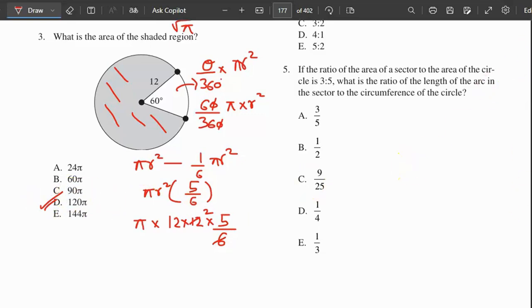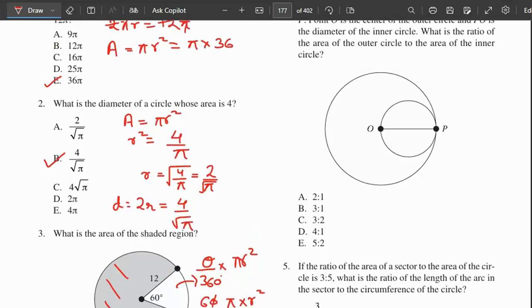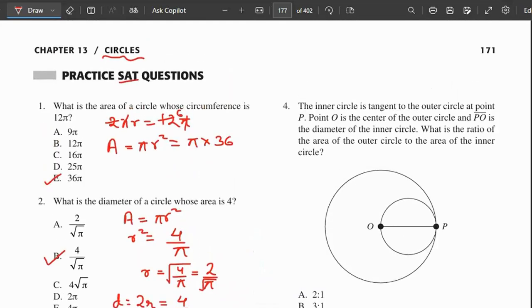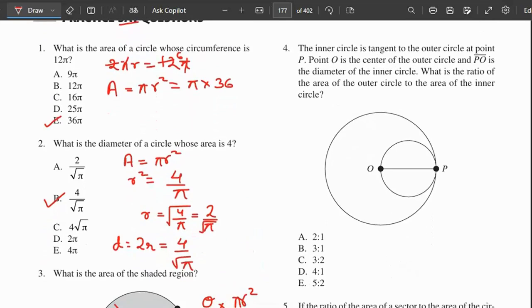Now the next question. Just a minute. Now in this question, the inner circle is tangent to the outer circle at a point P. Point O is the center of the outer circle and OP is the diameter of the inner circle. What is the ratio of their areas?